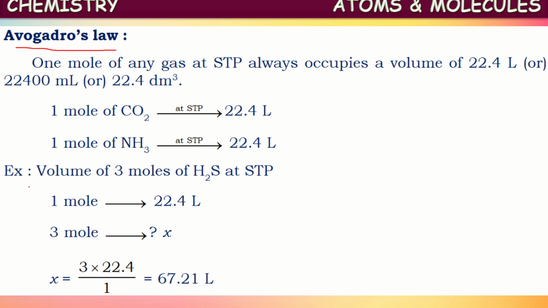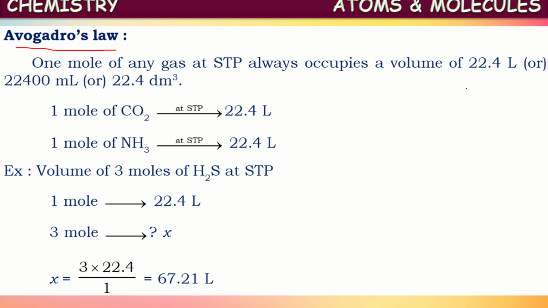22.4 liters of oxygen, 22.4 liters of nitrogen, 22.4 liters of hydrogen, in 3 cylinders. These 3 samples contain the same number of molecules, Avogadro number of molecules. Already in the table we discussed that 1 mole of any gas at STP occupies 22.4 liters and contains Avogadro number of molecules. Based on that, Avogadro's law is defined: 1 mole of any gas at STP always occupies a volume of 22.4 liters.